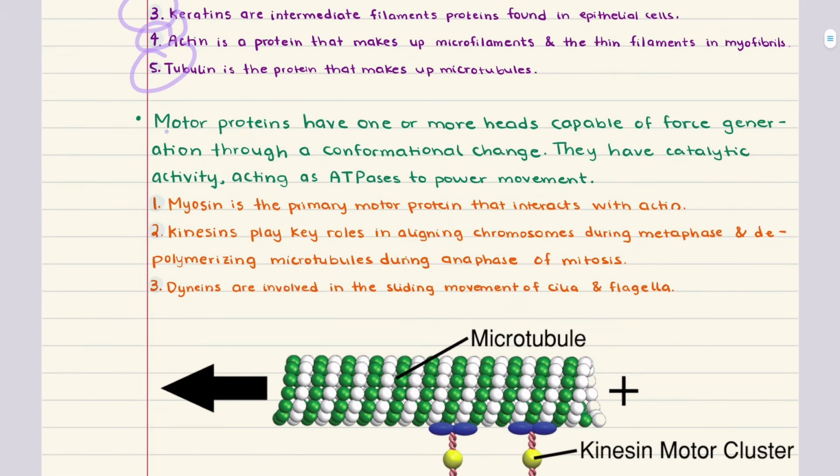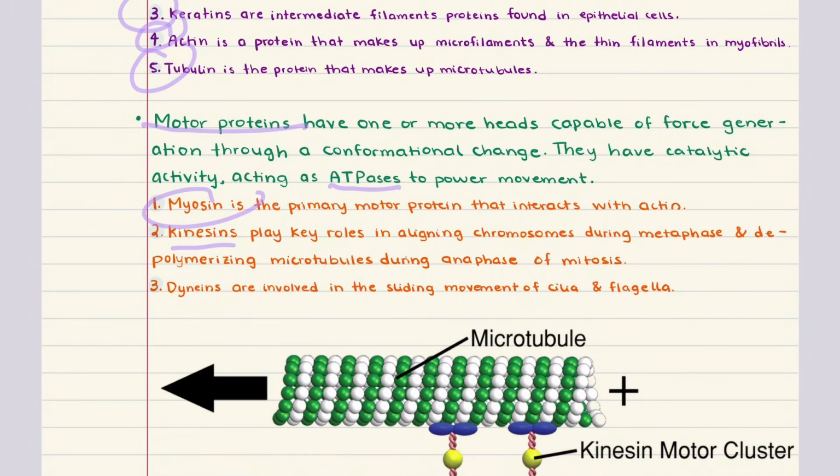Motor proteins are responsible for movement within the cell, and they work by undergoing conformational changes that are powered by ATP. So in other words, they act as ATPases to convert chemical energy into mechanical work. Myosin is the main motor protein that interacts with actin, and it's involved in muscle contraction. Kinesins, they play a role in aligning chromosomes during metaphase and depolymerizing microtubules during anaphase of mitosis.